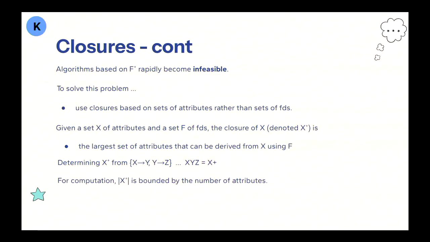And for computation, of course, this absolute value here means the size of the set. So the size of the closure actually is bounded by the number of attributes, because it could not exceed the number of all attributes. It's very clear.